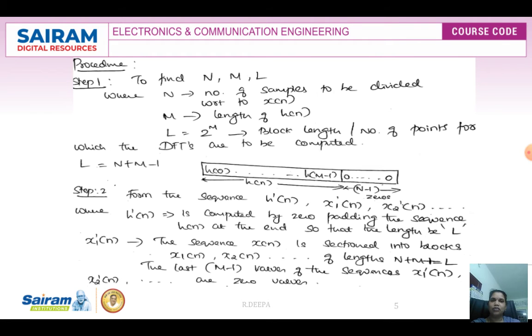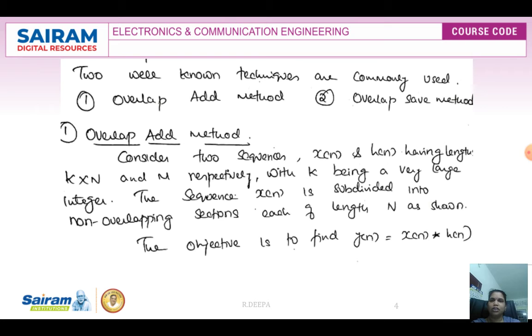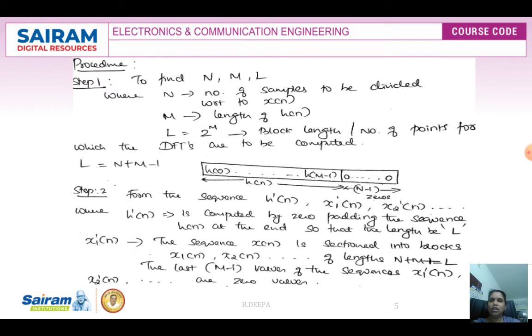So what is the procedure for the overlap add method? First I am going to tell you the procedure to convolve using the overlap add method. The first step is that you need to find the values of capital N, M, and L. N represents the number of samples into which x of n is divided. Whatever the given long duration sequence x of n, you need to segregate it in terms of capital N. For example, if N is equal to 5, you have to segregate it as 5, 5, 5. M represents the length of h of n, and L is equal to 2 power of M.